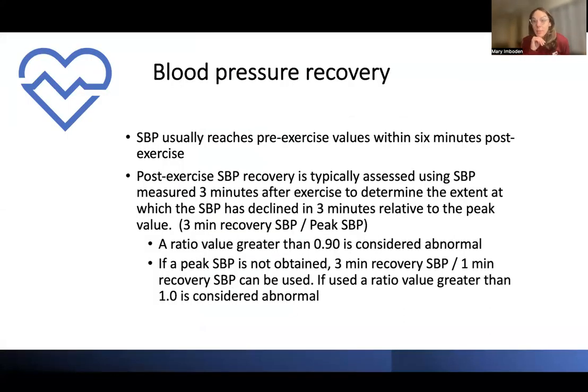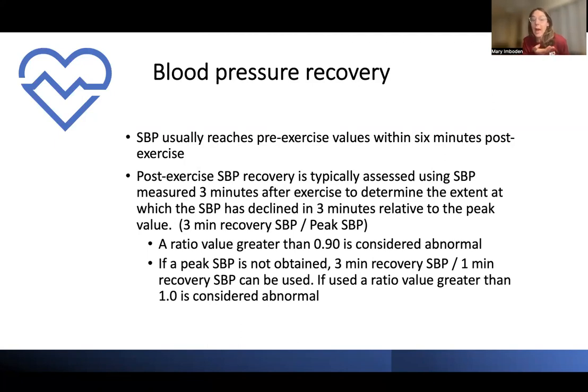The other thing we look at is blood pressure recovery. Just like heart rate recovery, we want our blood pressure to come back down to normal. We usually see declines to baseline within 5 to 6 minutes, but a delay in systolic blood pressure return to pre-exercise levels actually represents an abnormal response if it doesn't occur in that period of time.